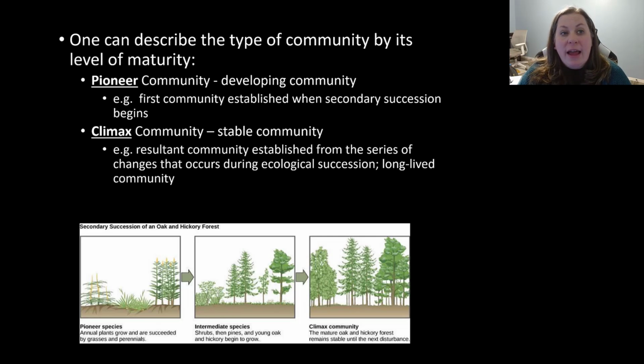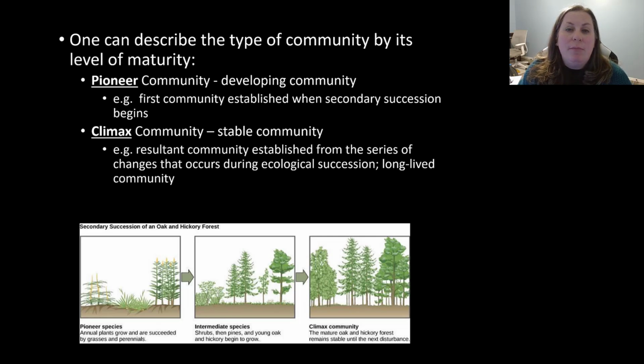Now, what kind of community is it, depending on what type of succession is taking place? Well, guys, if the community is a developing community, a new community, we call it a pioneer community. This is the first community established within a secondary succession. On the other hand, a climax community is a more stable community. It's one that's been around a long time and is resilient to some changes. So pioneer communities will eventually, over time, develop into climax communities.